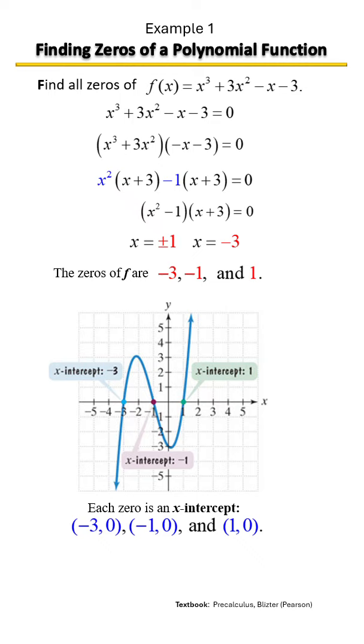Here's what the graph looked like. Notice each zero is an x-intercept. You have -3, -1, and +1.